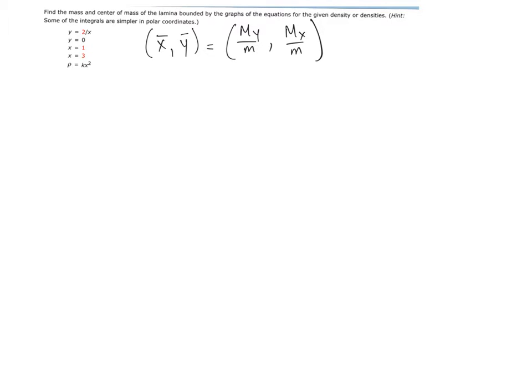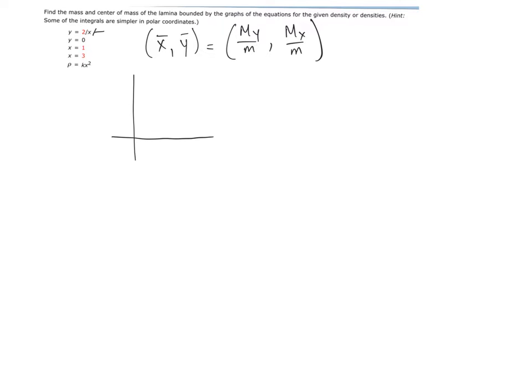Alright, so for this question, they ask you to find the center of mass and the mass with the given equations. So first I'm going to draw out the equations they give you. I'm going to leave this one for last. I'm going to draw out the lines first.